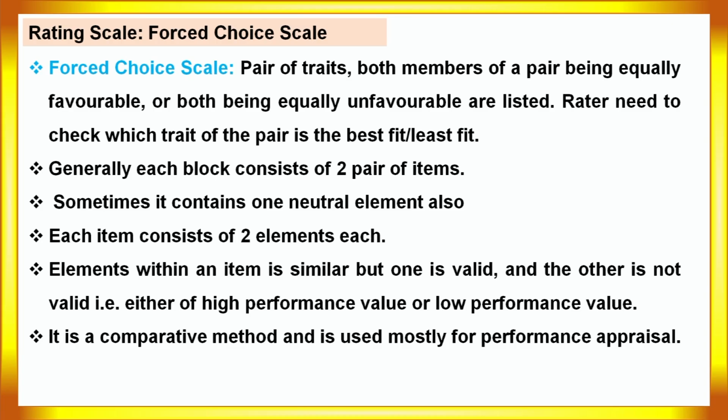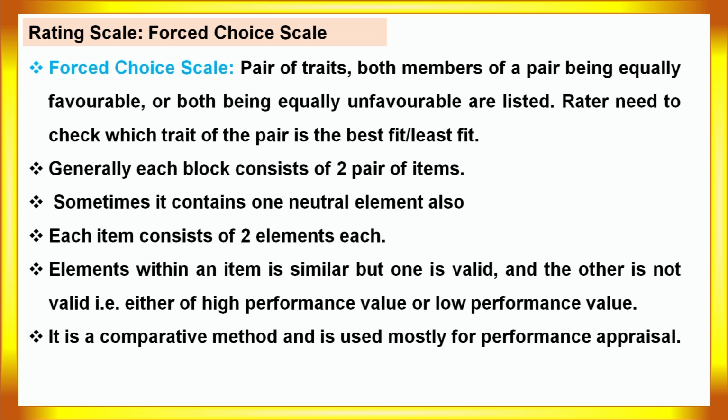So, now it is clear that in case of the forced choice rating scale, each statement or each trait is generally measured by a number of adjective pairs. Most usually it comprises 2 pairs of items, and each pair contains 2 elements. Sometimes apart from these 4 items, a neutral item is also included with the scale. The elements within an item are generally similar, but one may be valid and another invalid. That means one is of high performance value, another is of low performance value.